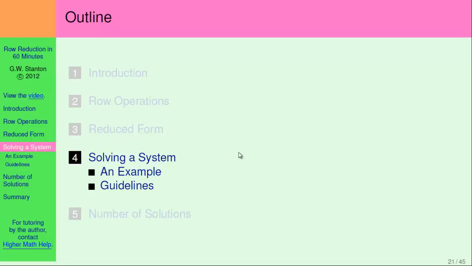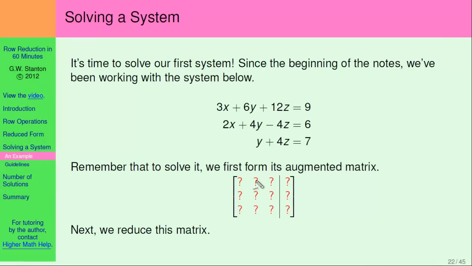Hi again, this is the fourth in a series of 5 videos on row reduction, and in this video we are going to solve our first system, and we will discuss guidelines that will help you know exactly what to do at each stage of the process. Since the first video, we've actually been working with the same system of equations, which is written here. But in this video, we are going to use what we've learned to solve this system from the very beginning.